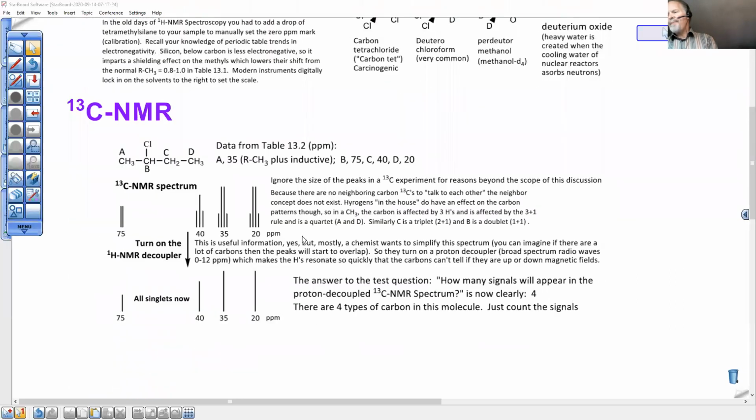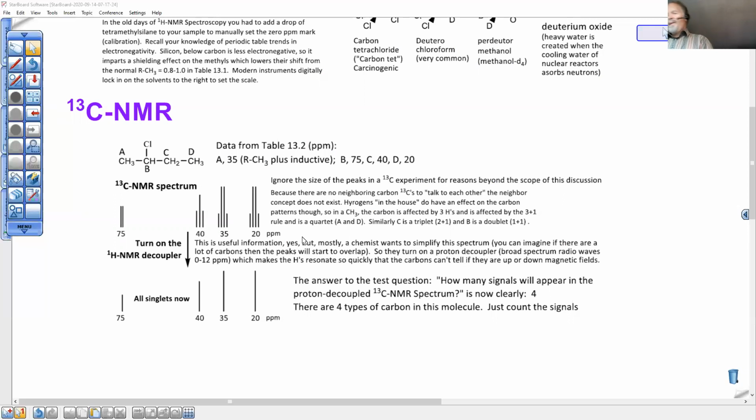C13 NMR. There's a lot more to NMR than I will be dealing with in this course. We're pretty much done with everything I need you to know. C13 experiments can be very useful. I'm only going to point out one of their uses right here.